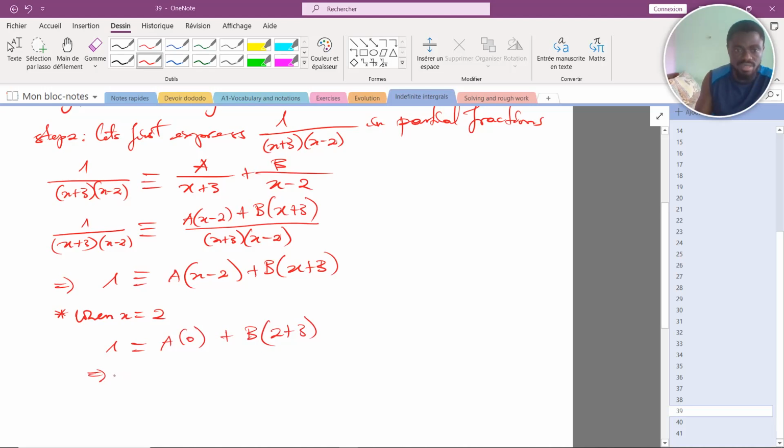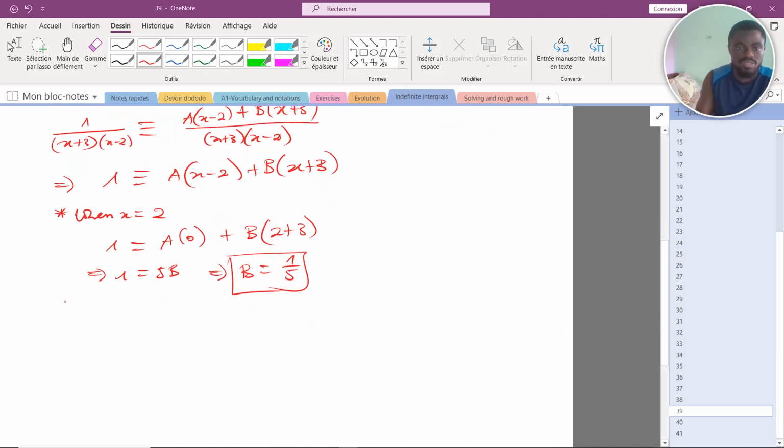So this basically implies 1 will be equals to what? 5B, implying B will be equals to what? 1 on 5. You have already your B. So let's proceed to calculating A. To have A, I need to eliminate B when x is equals to what? Minus 3. When x is equals to minus 3, I'll have 1 being equals to what? A into minus 3 minus 2 plus B into what? 0.